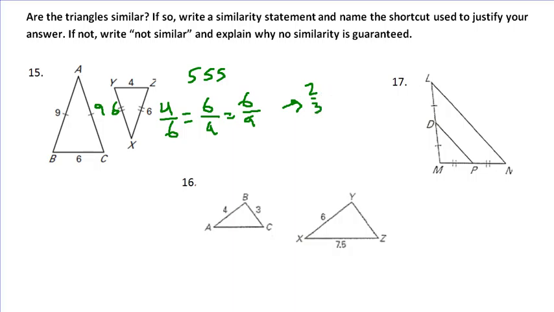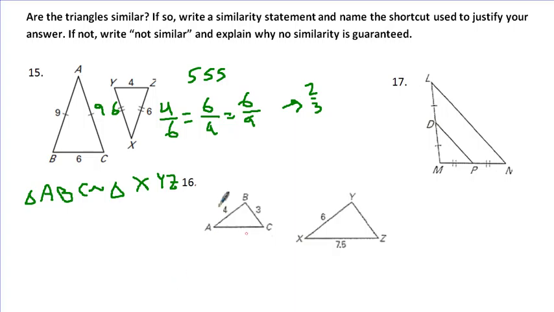So because of that, we can say our similarity statement. They are similar with the same scale factor. We'll say triangle ABC is similar to triangle XYZ. Again, we need to make sure everything lines up. So ABC went along one of the longer sides first and then the short side to XYZ, long side then the short side.